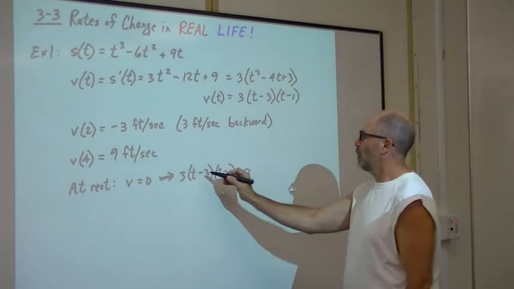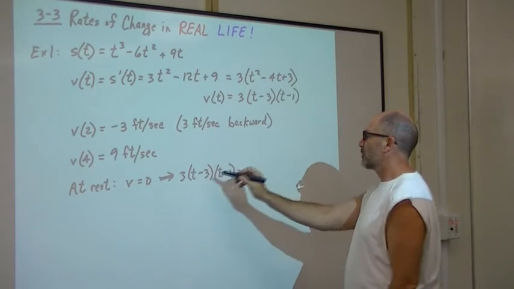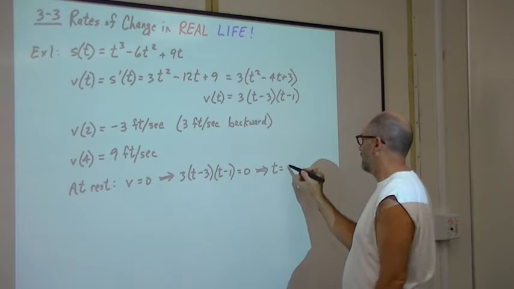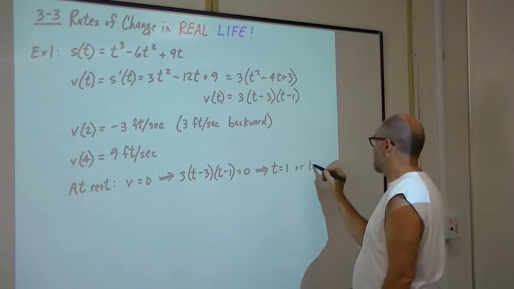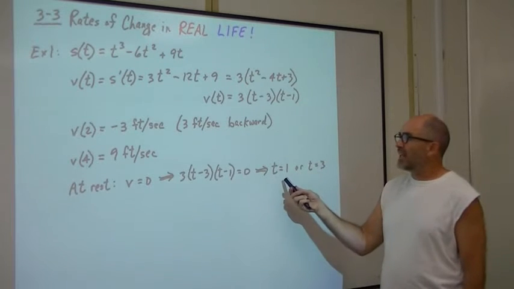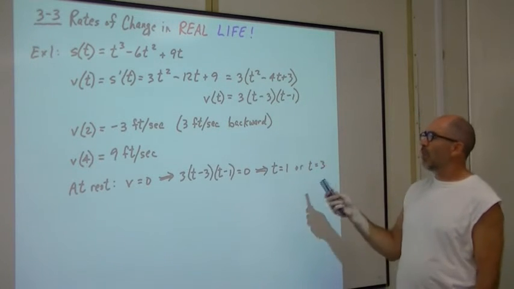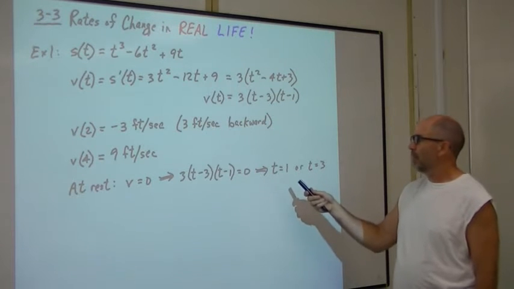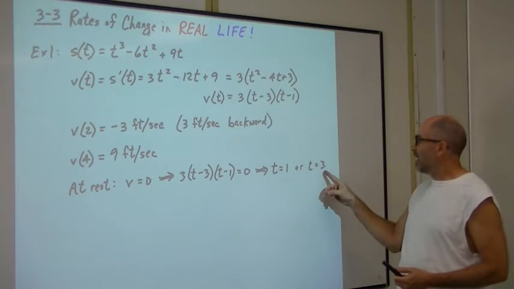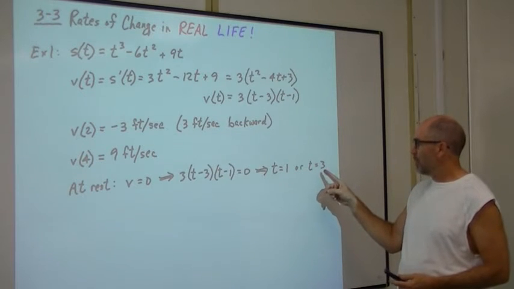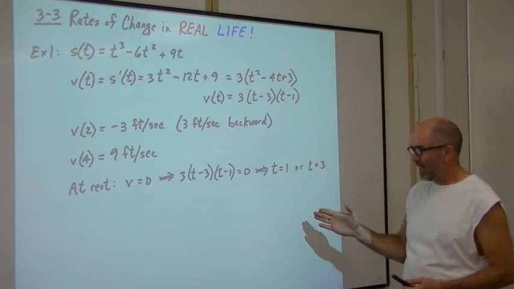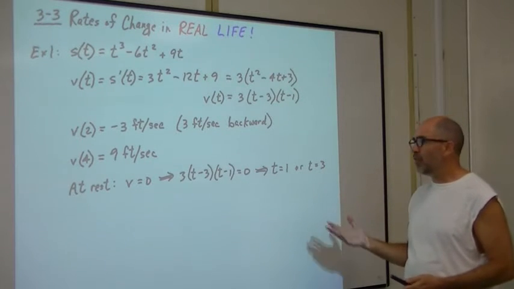Okay, so here, t equals 1 or t equals 3. What's that mean? Well, at 1 second after this particle begins moving, it stops and changes direction. And at 3 seconds after the particle starts to move, it stops again and goes back the other direction.